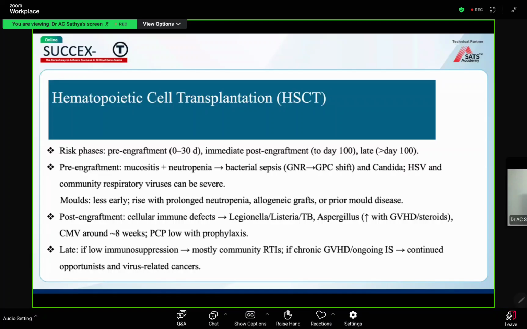In the post-engraftment phase, it's a cellular immune defect, so intracellular bacteria, viral, and fungal infections come into play. Late immunosuppression is always like the solid organ transplant.